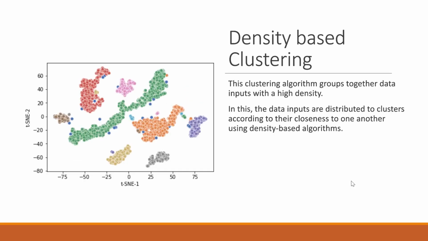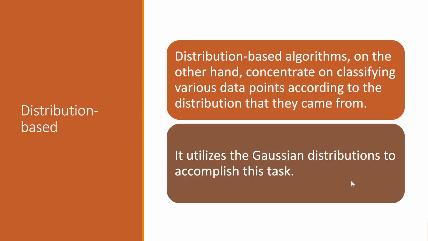After this, the next type of clustering algorithm is density based clustering. In this, the algorithm groups together the data inputs with high density, and the data inputs are distributed to clusters according to their closeness to one another using the density based algorithm, which monitors the density of data inputs in a plot. Moreover, this density based algorithm is an effective form of clustering, and it distinguishes between data inputs of various densities.